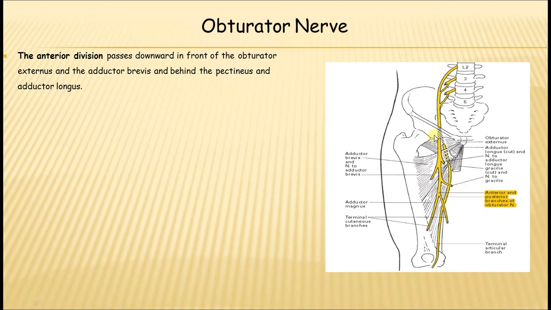Here you are able to see the anterior division in front of the obturator externus and also the adductor brevis muscle, but deep to the pectineus and adductor longus. The pectineus and adductor longus have been removed for you to see the adductor brevis. So it lies between the adductor brevis posteriorly and the pectineus and adductor longus anteriorly.